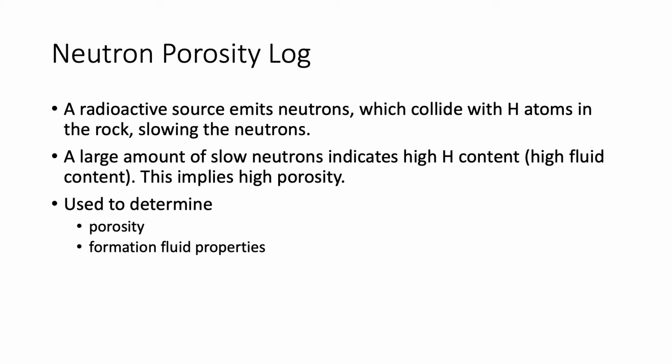Another active source geophysical log is the neutron porosity log. We lower a source of high-energy neutrons down the hole, which shoots these neutrons at the side of the borehole. These neutrons collide with hydrogen atoms, which slows them down, and hydrogen atoms are mostly found in fluids, so we can count the slowed neutrons to get an idea of how much fluid there is in the pore spaces of the rock.